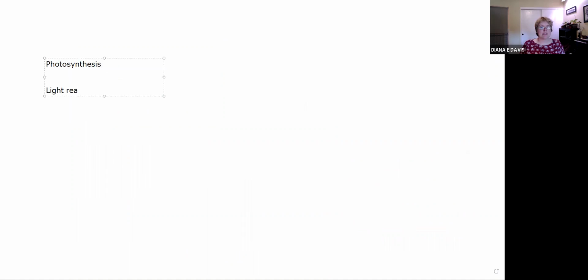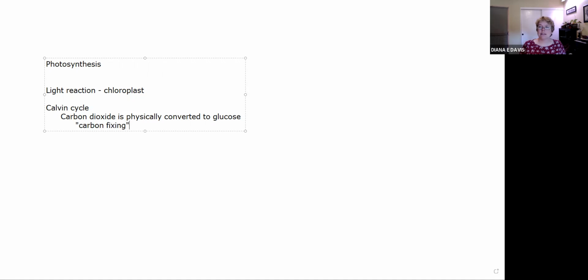So photosynthesis, the light reactions take place in the chloroplasts. And then the Calvin cycle is where carbon dioxide is physically converted to glucose. The term for that is carbon fixing.